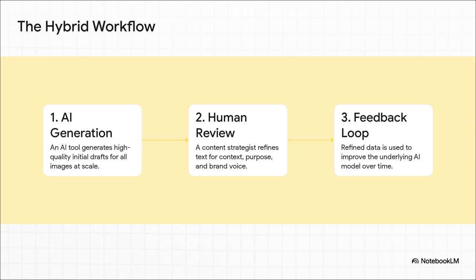Then, step 2, the human touch. A real person, a content expert, an editor, comes in and refines those drafts. They add the context, the nuance, the brand voice, and make sure it actually matches the image's purpose. And finally, step 3, the magic happens. You take all those human-improved descriptions and feed them back into the AI. It learns from them, gets smarter, and the whole process gets better over time. It's a beautiful feedback loop.